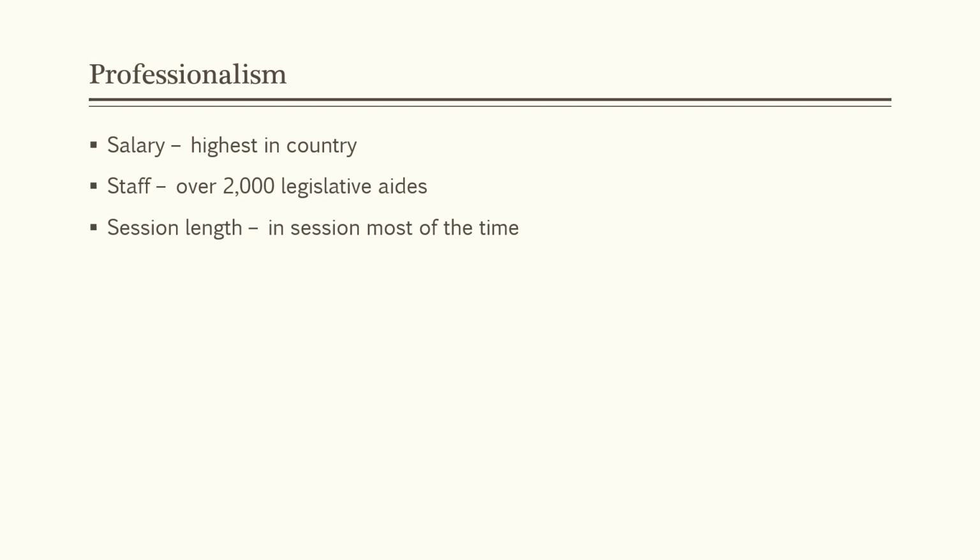So perhaps not surprisingly, California falls at the professional end of the spectrum, generally ranking number one in terms of overall professionalism. California state legislators are paid the highest salary in the country, currently a little over $110,000 a year. The state legislature has a pretty robust staff with over 2,000 legislative aides, providing support services to the legislature.